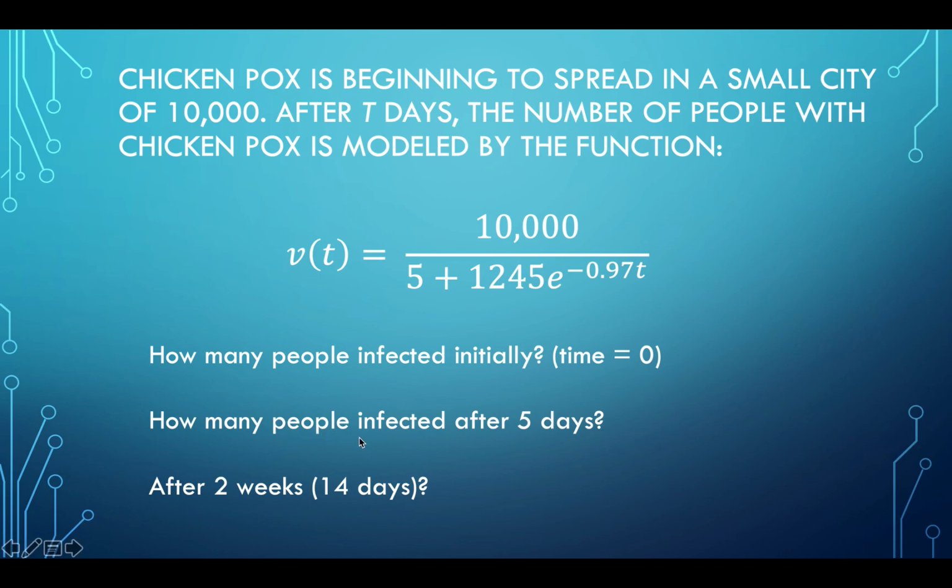And then I want to know how many people will be infected with the chickenpox after 5 days, and how many will be infected after 2 weeks, or 14 days. The most important thing to remember is to pay attention to what they said for this particular problem: time is in days. So your t has to be in days. You couldn't use 2 weeks here; you'd have to convert 2 weeks to days, because t is measured in days.